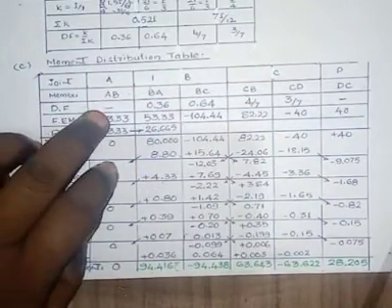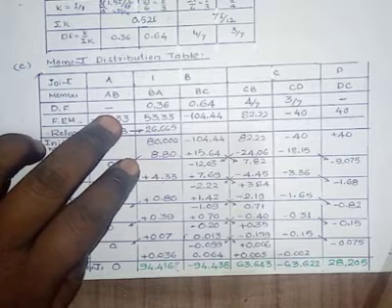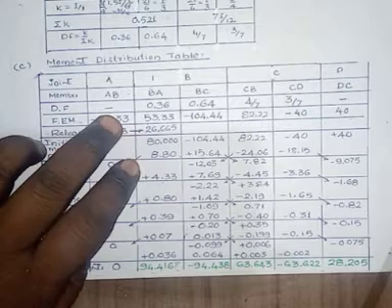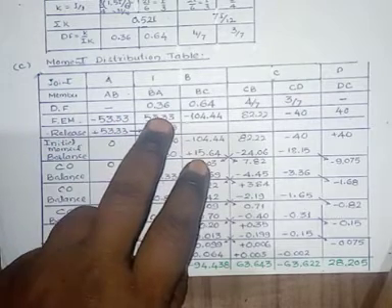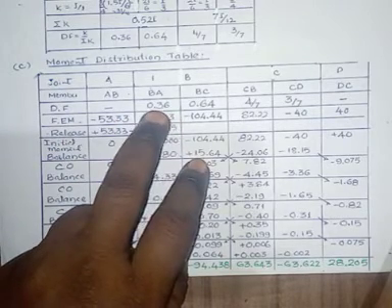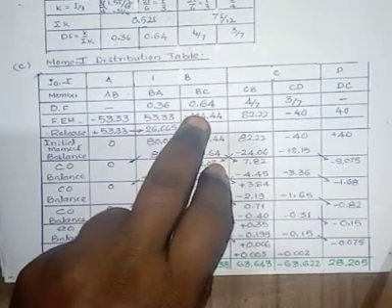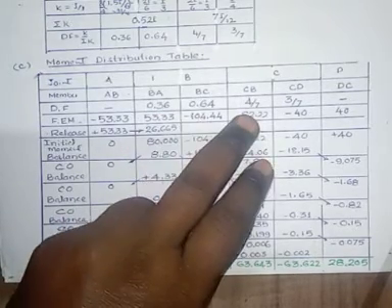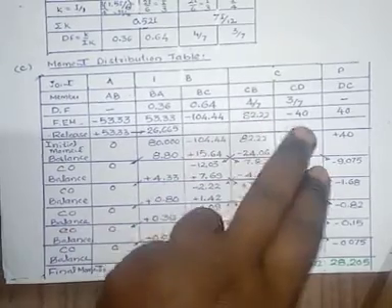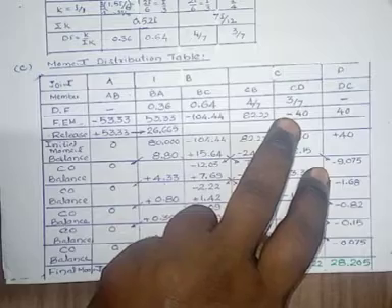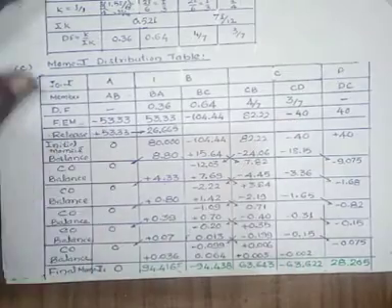Here, no distribution factor for the end members, that is AB and DC. For the interior joints, we have just now calculated for BA, that is 0.36, for BC that is 0.64, and for CB that is 4 by 7, for CD that is 3 by 7. No distribution factor for AB and DC.